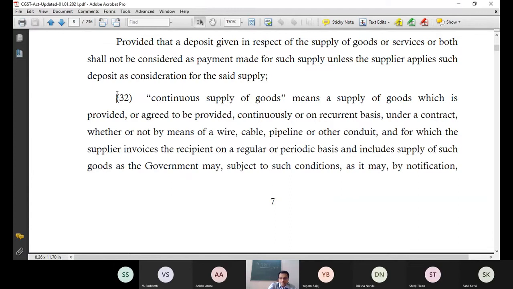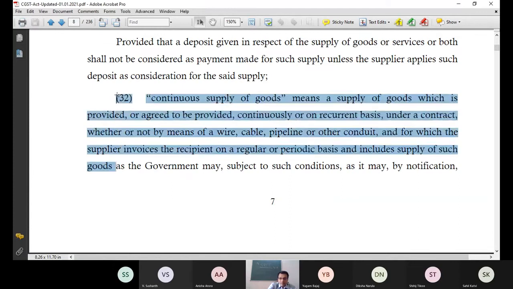Now, this is continuous supply. And let me please read it only till this highlighted text, what it says. Continuous supply of goods means a supply of goods which is provided or agreed to be provided continuously or on recurrent basis. That means it's not one-time supply, it's regular. Under a contract, whether or not. Now it does not matter whether this continuous supply is by means of a wire, cable, pipeline or other conduit.